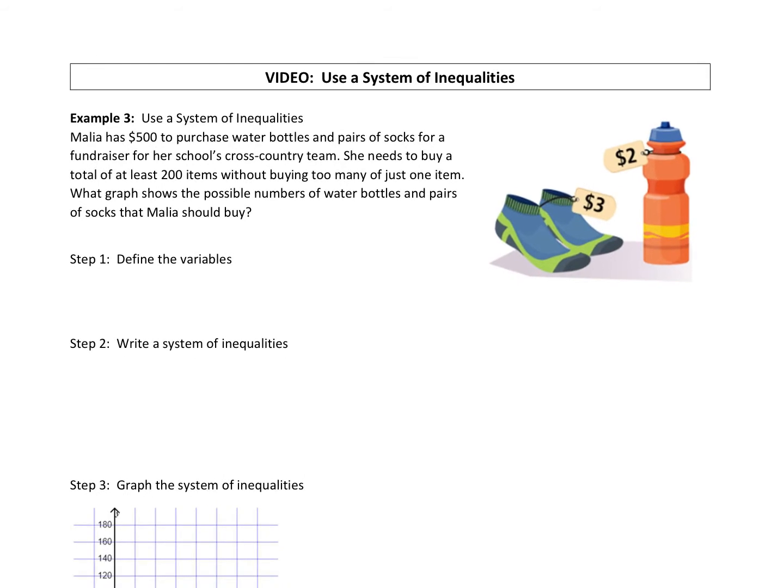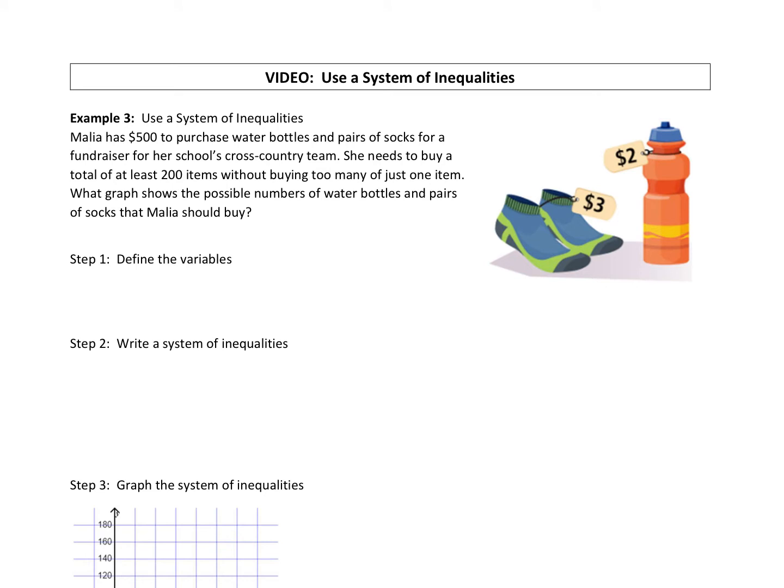All right, so Malia has $500 to purchase water bottles and pairs of socks for a fundraiser for her school's cross-country team. She needs to buy a total of at least 200 items without buying too many of just one item. What graph shows the possible numbers of water bottles and pairs of socks that Malia should buy?